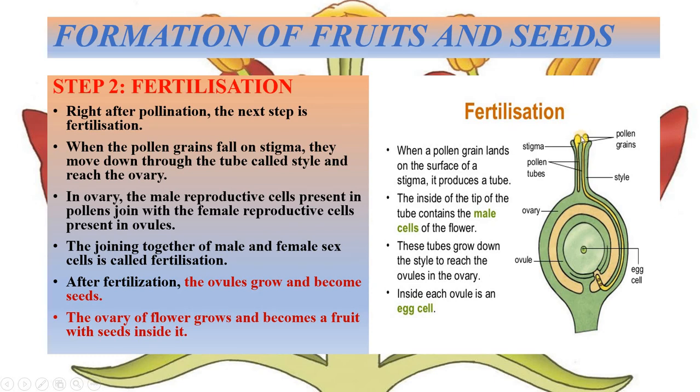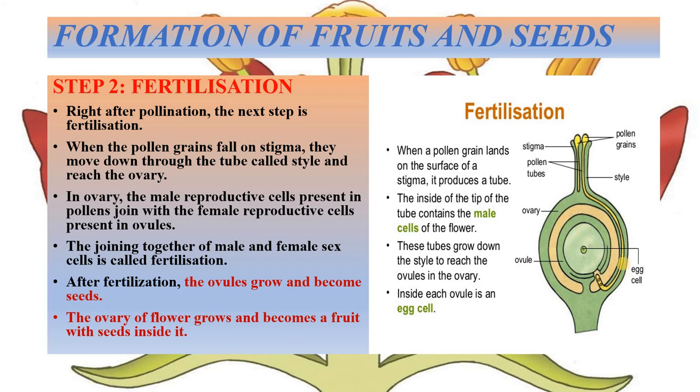So when the insect is carrying the pollen grain, first it is falling onto the stigma. The pollen grain is landing on the surface of stigma. As soon as the pollen grain lands on the surface of a stigma, it produces a tube known as pollen tube. The inside of the tip of the tube contains the male cell of a flower. Now, what happens? This tube grows down the style to reach the ovules in the ovary. This tube gets elongated, and finally it reaches the ovary, and directly reaches the ovule. Now, inside each ovule there is an egg cell.